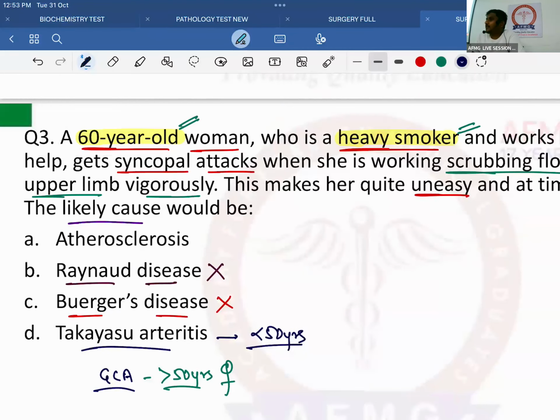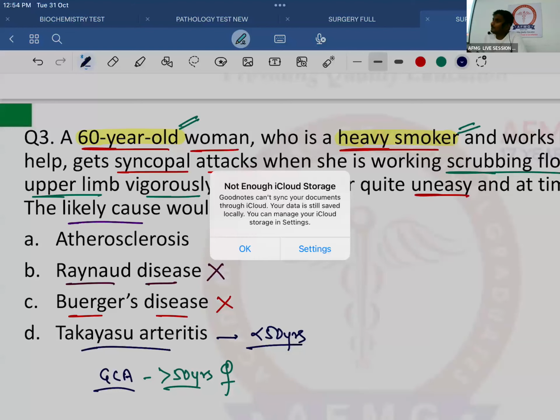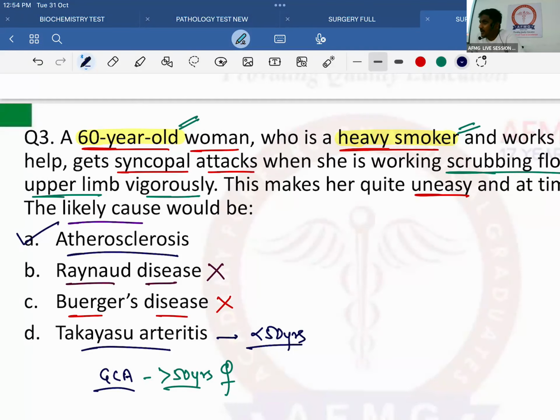smoking is not a risk factor which can be associated with Takayasu arteritis always, but it is definitely the most important risk factor which can be associated with atherosclerosis. What did I say? Takayasu is a common condition or uncommon condition? Uncommon. What do we think about more commonly? The one which is common, brother. Will you diagnose TB more commonly or histoplasmosis? TB. That's the basic idea.